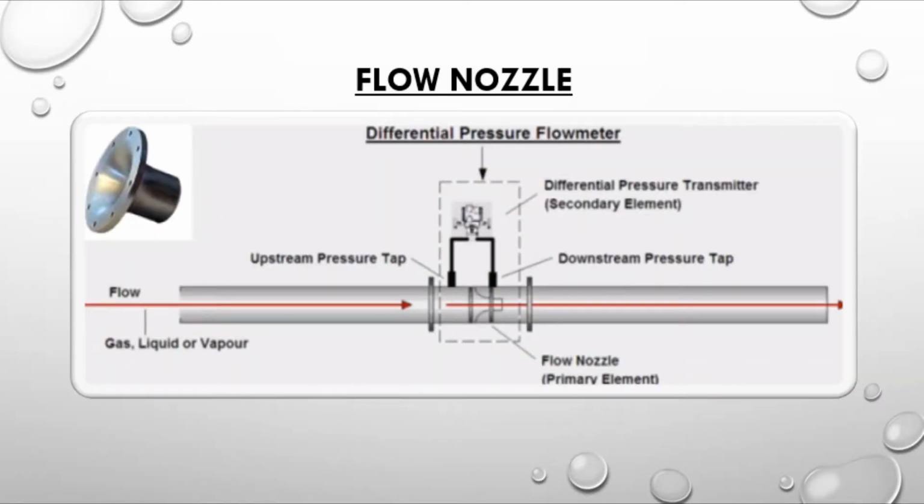The third type of DP flow meter is the flow nozzle. Flow nozzles have a smooth elliptical inlet which leads to a throat section with a sharp outlet. The throat restriction causes a pressure drop due to the cross-sectional area change. The flow nozzle is more efficient and has greater flow capacity when compared to most other differential pressure meters of the same size. This type can handle high velocity flow rates in steam applications, including dirty and abrasive fluids.